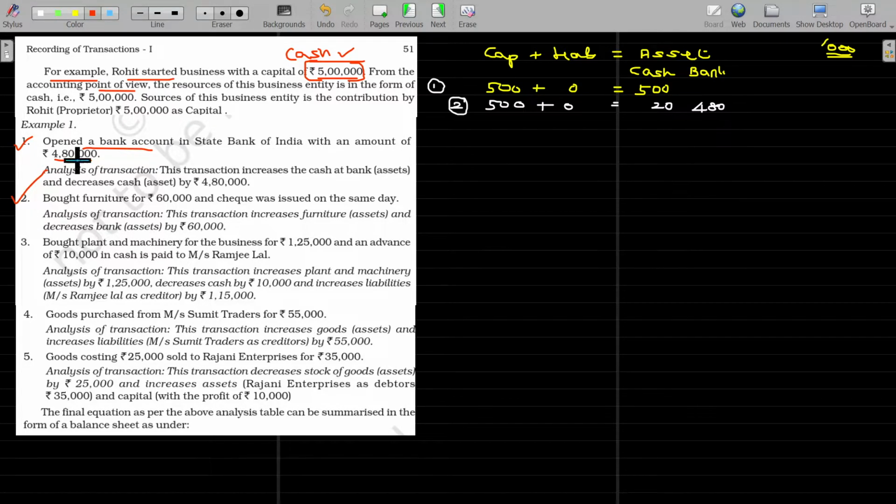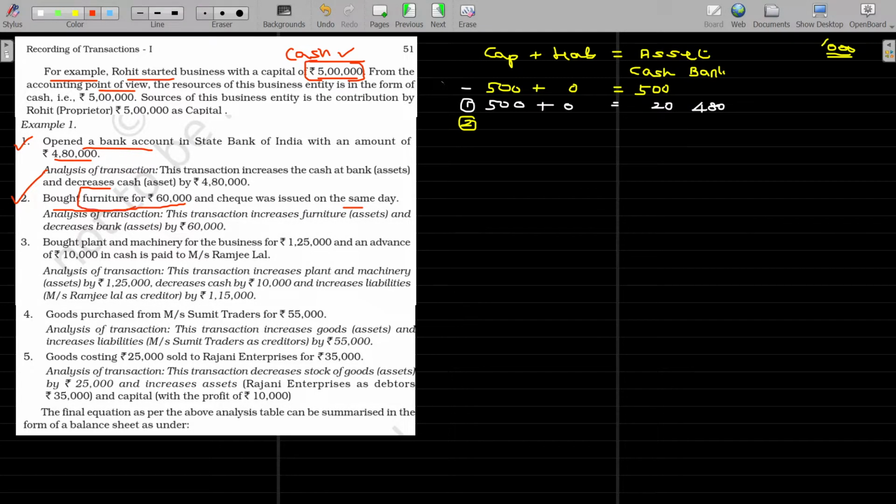Now the second one. Okay. Now this is the second one. This is the base transaction. This is the first transaction. Now in the second one, what happens? Bought furniture for rupees 60 and a check was issued on the same date.